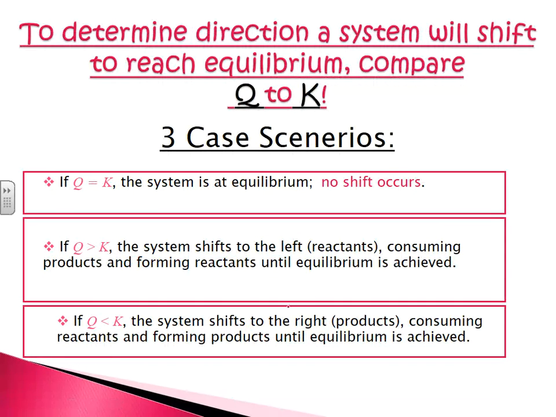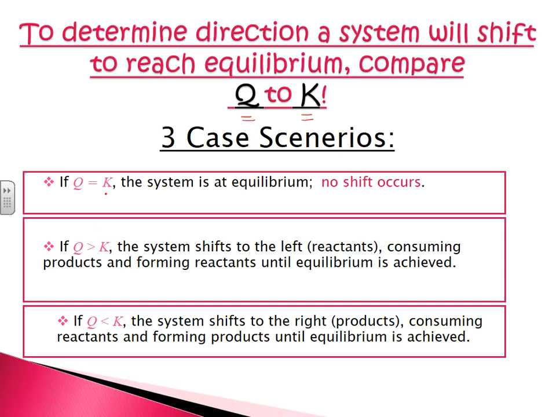So in order to determine the direction a system will shift in order to reach equilibrium, what we do is we calculate Q and we then compare Q to K. Remember, Q represents the initial set of conditions and K represents the equilibrium conditions, or equilibrium constant. So once you calculate Q and compare it to K, you have three case scenarios that you will run into.